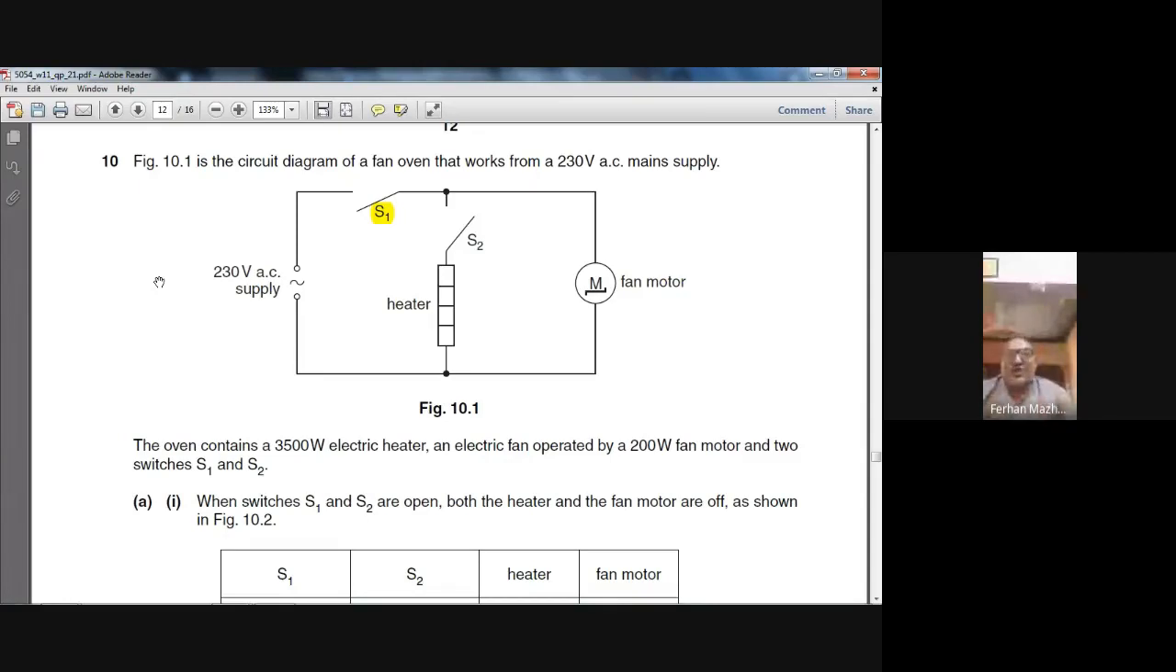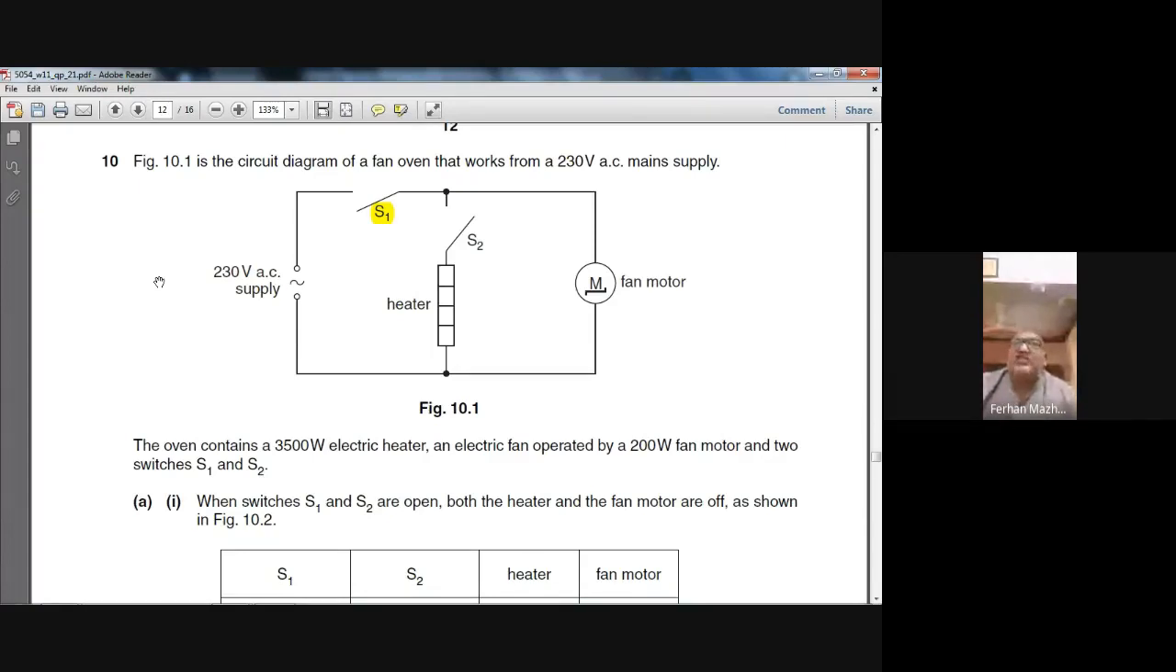Now the total power of this circuit, the heater and the fan, will be 3500 plus 200, that will be 3700. I know the EMF of the supply, and I know the total power. You remember the formula for power is IV, power equals I multiplied by V. V means voltage, that is 230 volt. The total power is 3700 watt, and easily I can calculate the value of I.